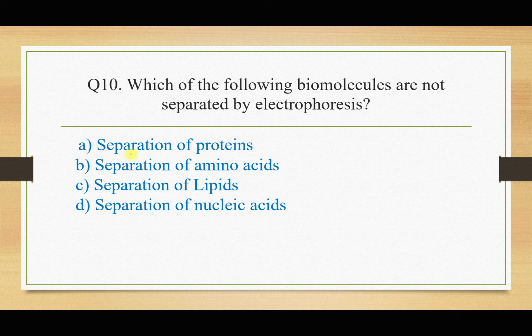Option A, separation of protein. B, separation of amino acid. C, separation of lipid. D, separation of nucleic acid. Option C is correct. Electrophoresis is not used for the lipids.